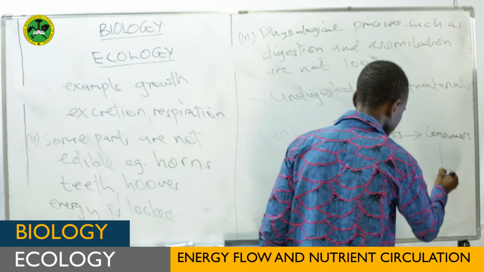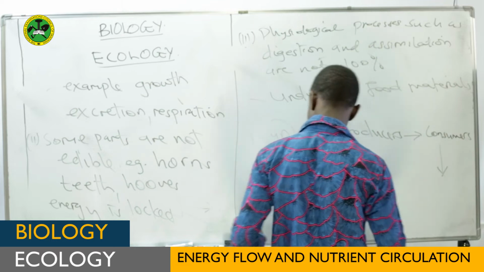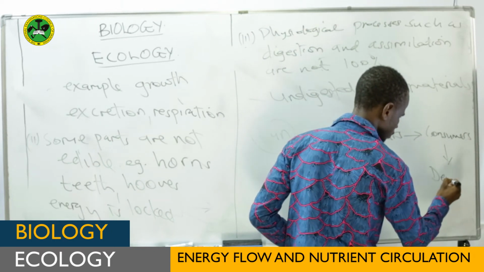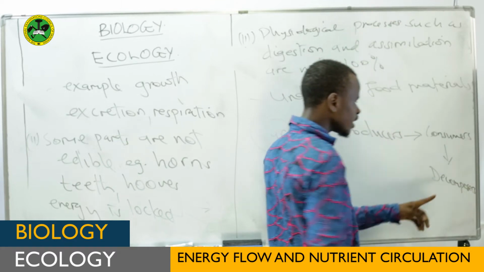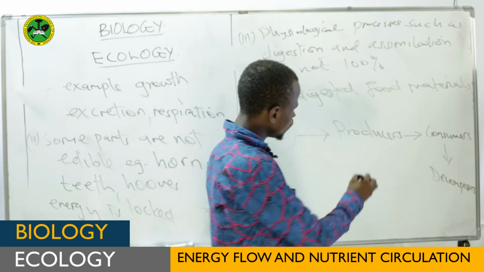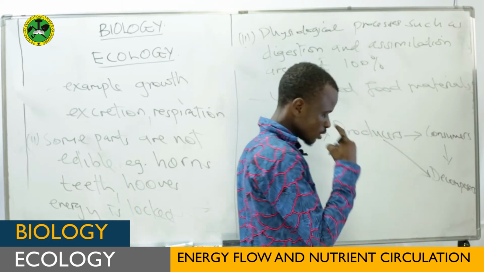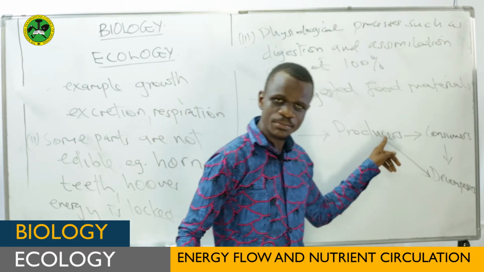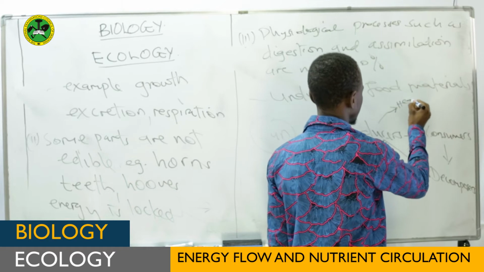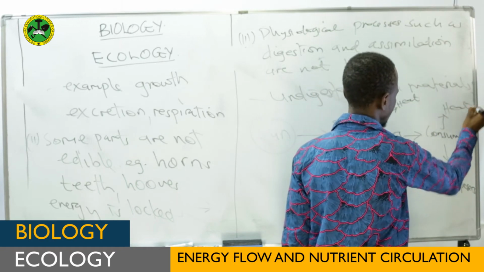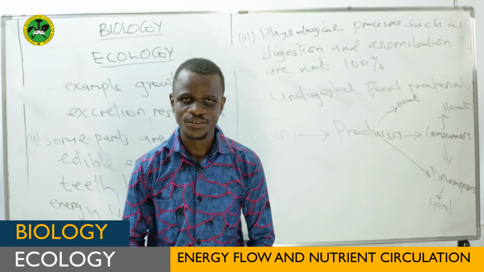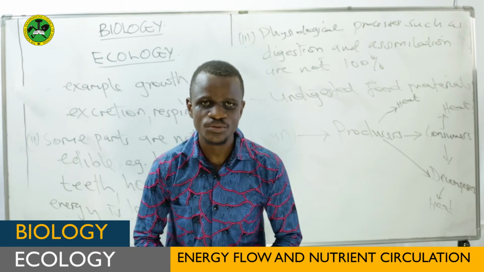From producers to decomposers, from consumers to decomposers, the energy available in decomposers cannot be taken back to consumers. From producers to decomposers, again here, the energy available in decomposers cannot be taken back to producers. But really, here energy is given out. Really, here energy in the form of heat is given out. That's why we say energy keeps on decreasing from one trophic level to another trophic level. Hope we are together, my students.